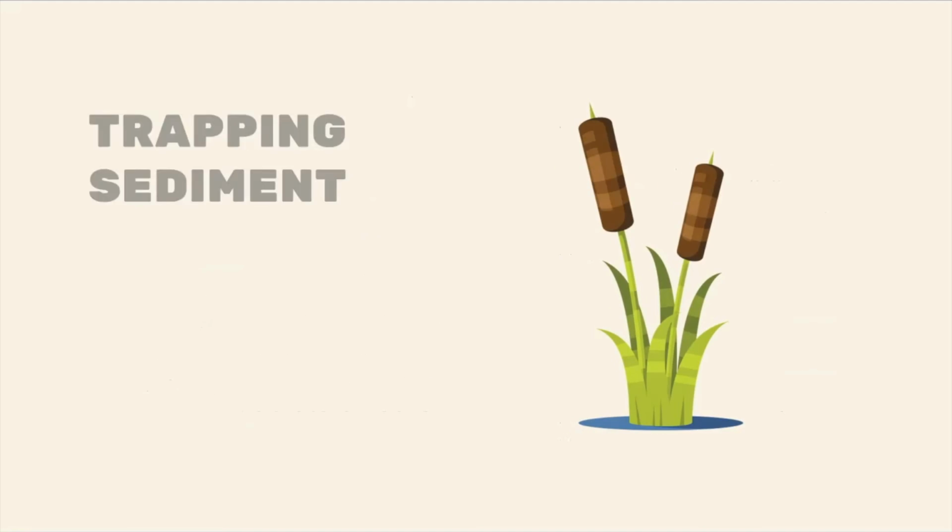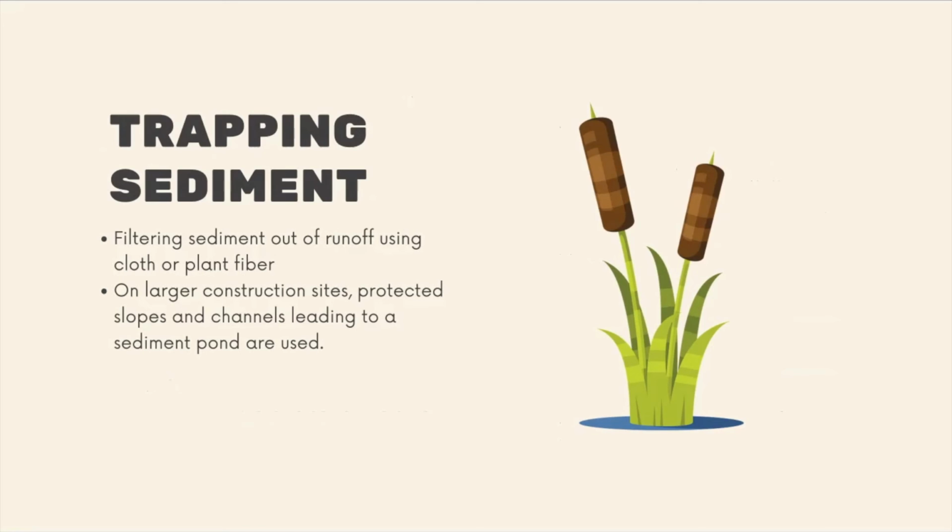And then last but not least, there's trapping sediment, which is filtering the sediment out of runoff using a cloth or plant fiber. And on larger construction sites, protected slopes and channels lead the sediment into sediment ponds, which ensures that all of the sediment does not get into the runoff and pollute other waterways.